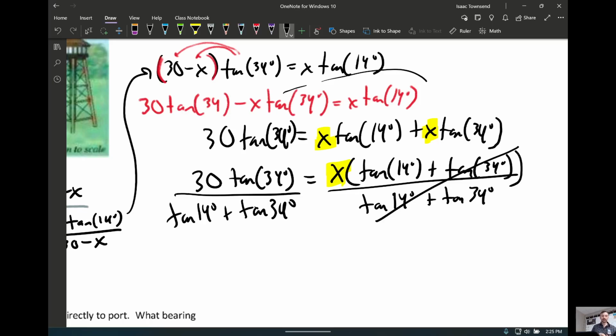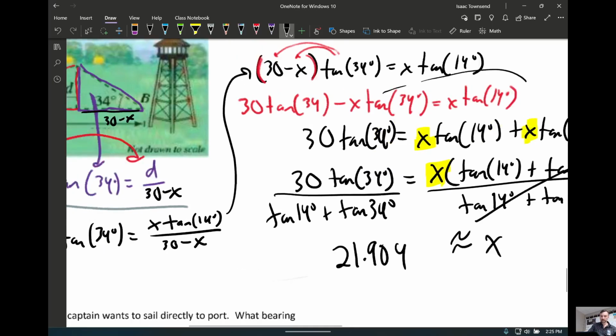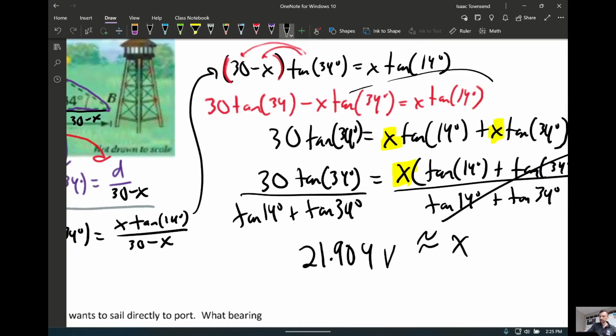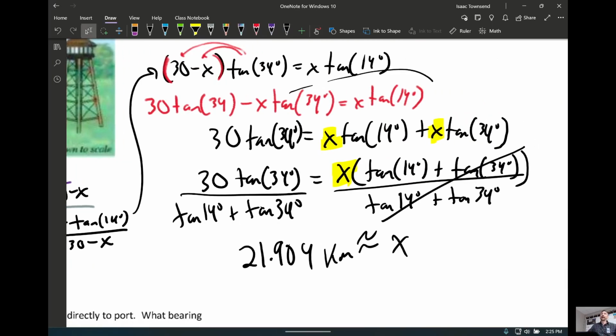So now I can ask my calculator, what is 30 times tangent of 34 over tangent of 14 plus tangent of 37, or 34? That's about 21.904. Is that miles, kilometers? And if you're not careful, you're going to think that's your answer, especially after you put that much time into it.